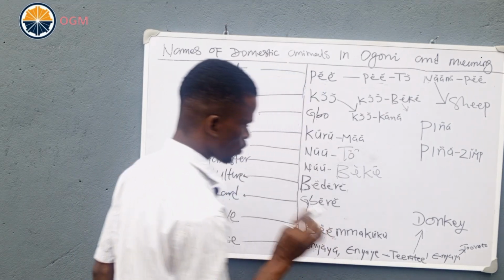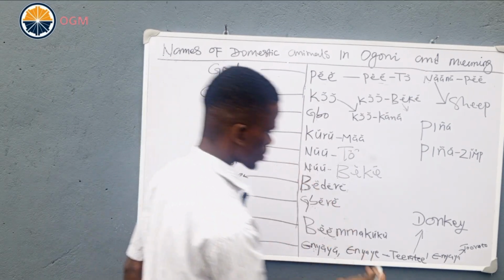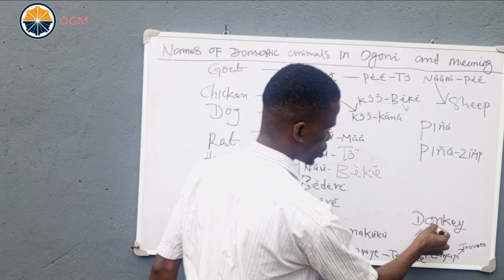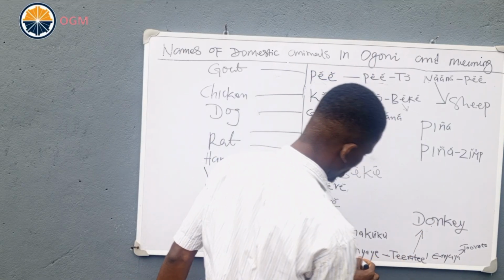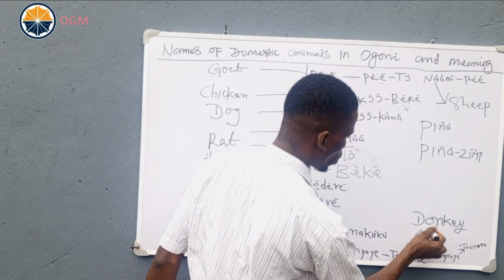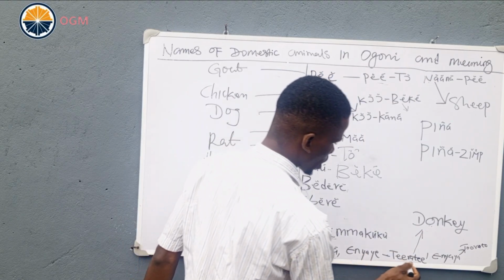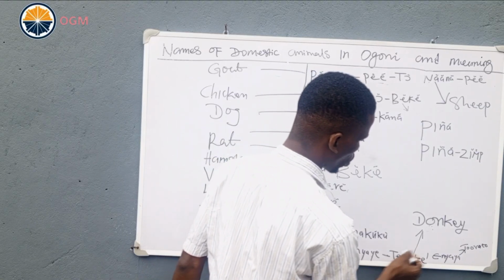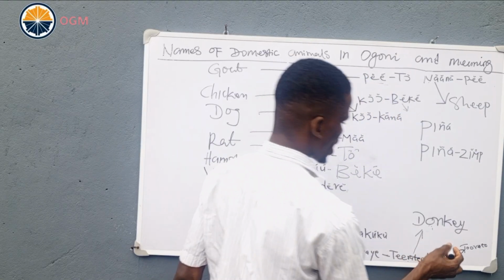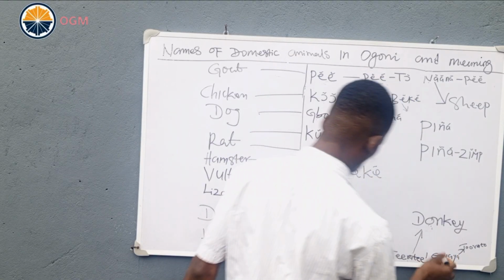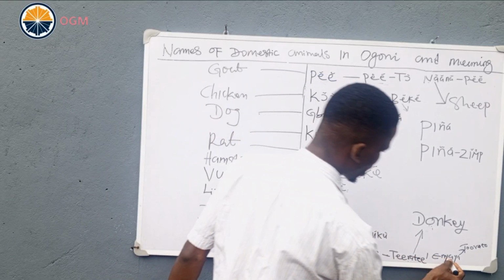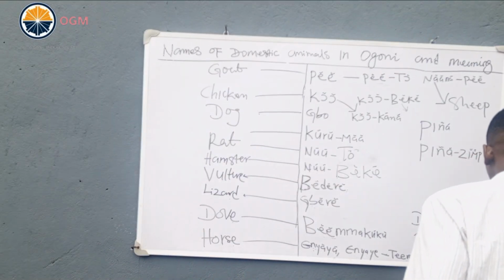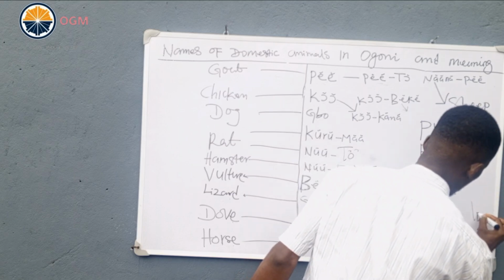We have two types of horse. Here is donkey. Enyanya torato is called donkey. Enyanya terate is called horse.